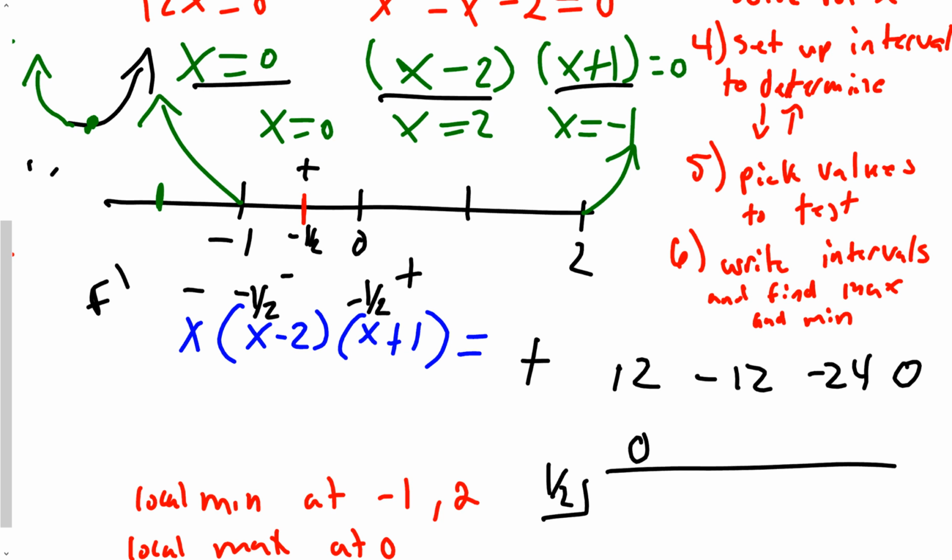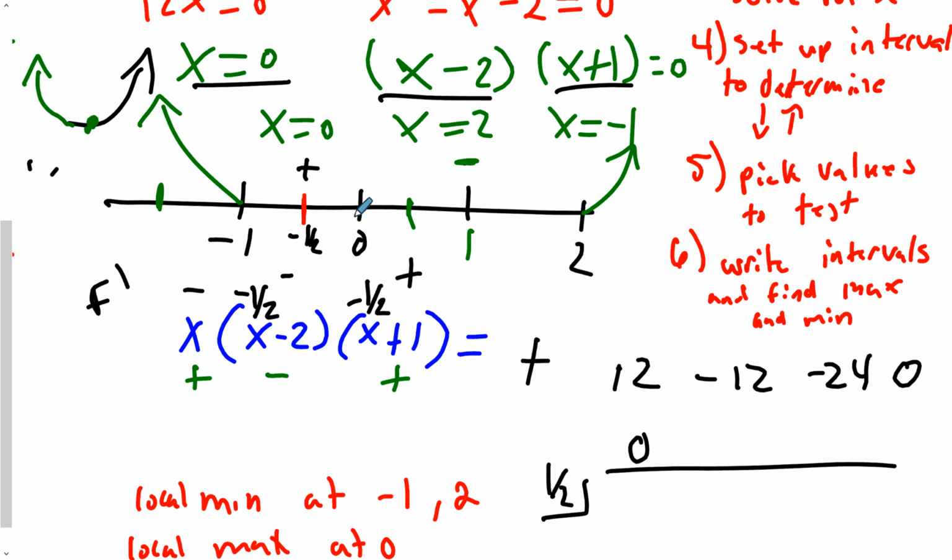And then I test another number. How about we test 1? So this is still negative, this is positive, and this is positive. So that is a negative in between here. So in between these critical values, we're going from positive to negative. That means our graph is increasing and then decreasing. So that means we are going to have a relative max at 0. Okay.